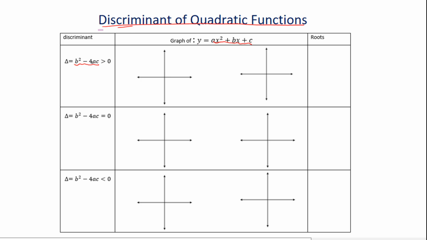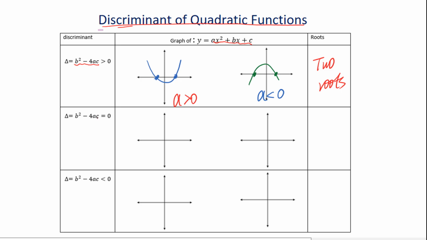When b squared minus 4ac is greater than 0, for a greater than 0, there will be two roots, which means the graph will open up. We have two x-intercepts. When a is less than 0, the graph opens down like this. We have two roots. So, two roots.